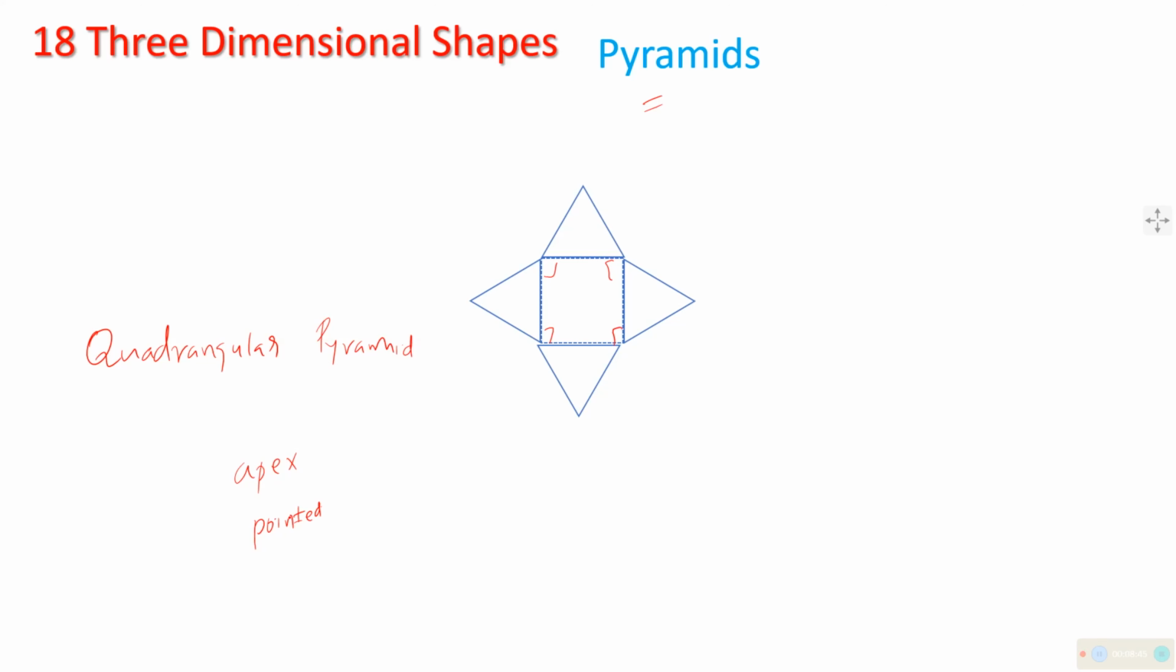This is a quadrangular pyramid because the base of the pyramid has a 4-angled structure. 4 sides are there. So if I fold it according to the instruction, it will appear like this. The base still remains 4-sided, right? And there is an apex, a common point, a needle tip. These are peculiarities of a pyramid.